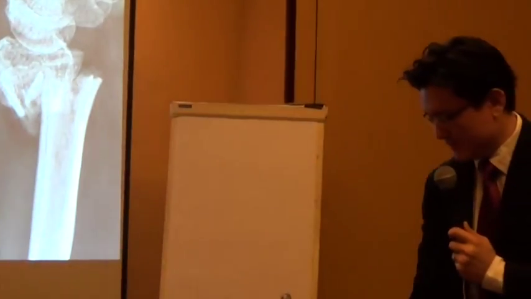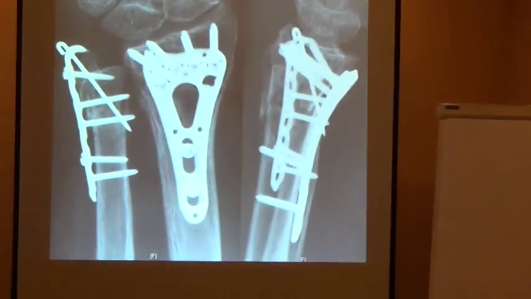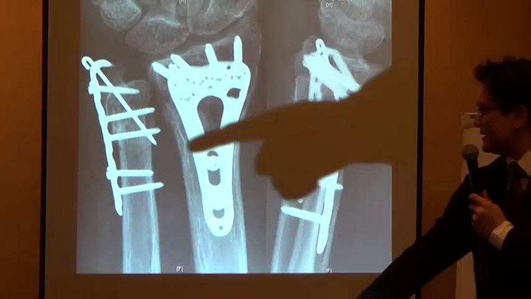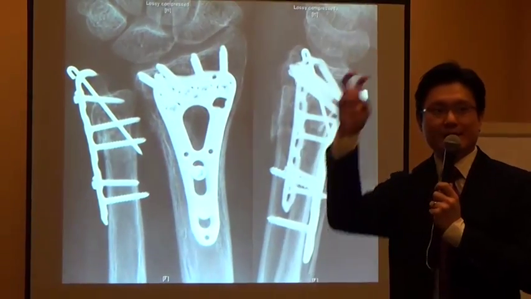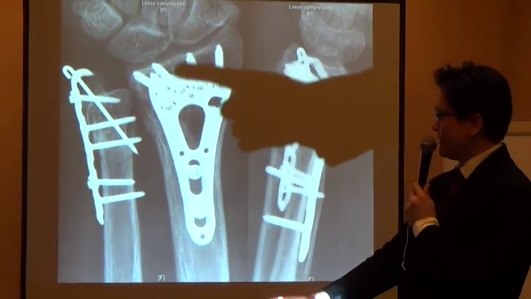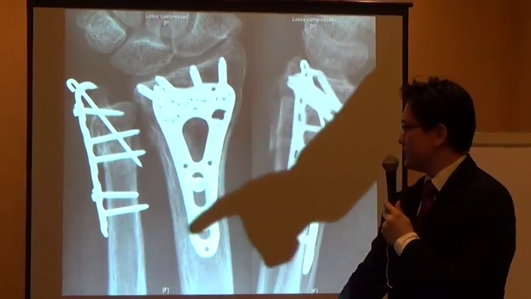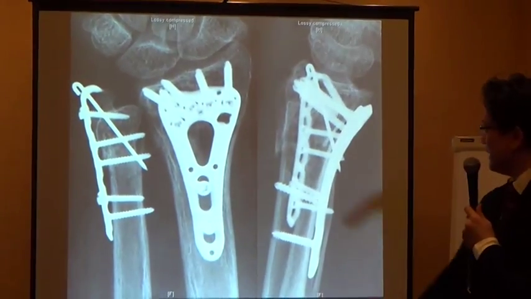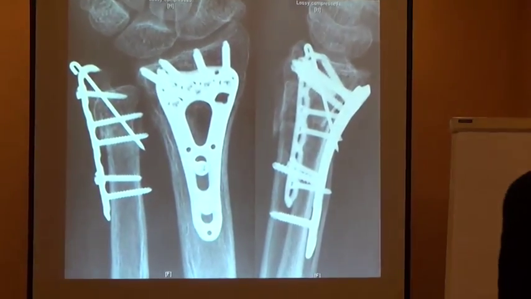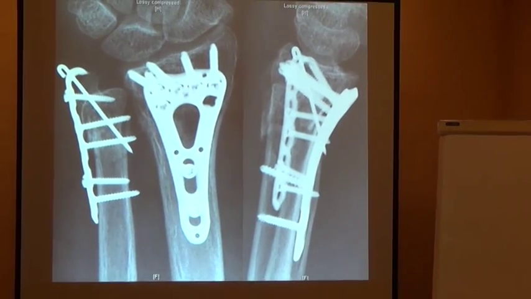Okay? In this particular patient, I used this 2.4 straight plate. I cut the tip and I bent it to make a hook. Hook over the tip of the ulna styloid. Put locking screws here, and this extra K wire for extra stability. The patient is doing very well.